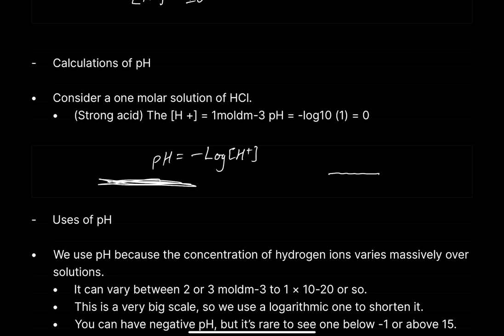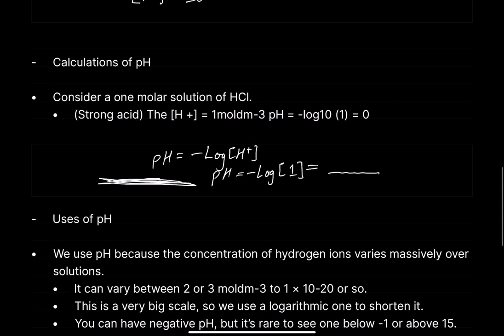So the pH of 1 mole per dm cubed of HCl is equal to minus log base 10 of 1. And that is equal to, if you put that into a calculator, I know the answer is 0, but I'm just going to put it in for the sake of it. If you put that into a calculator physically, if you want to do that at home, feel free, it is 0, which is what you'd expect.